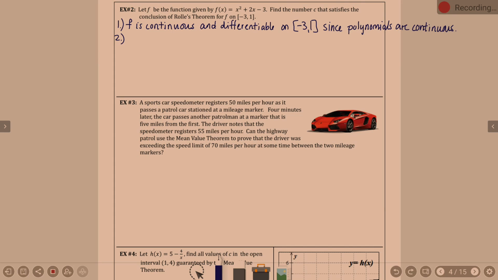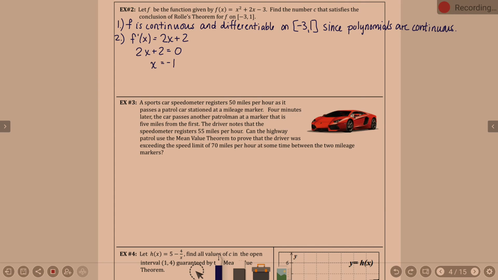Okay. What's f prime of x? 2x plus 2. That's old news, right? And what is this supposed to equal? 0. If this is Rolle's theorem, it equals 0. So do some solving. What do we get? Subtract 2, divide by 2. x equals -1.